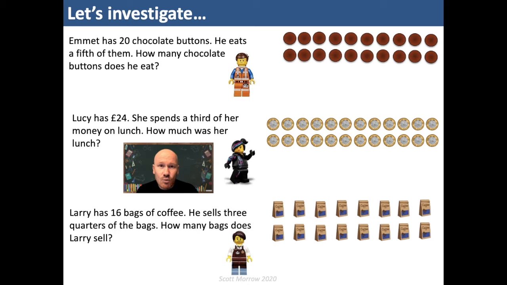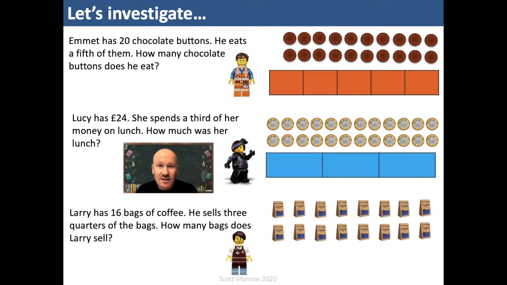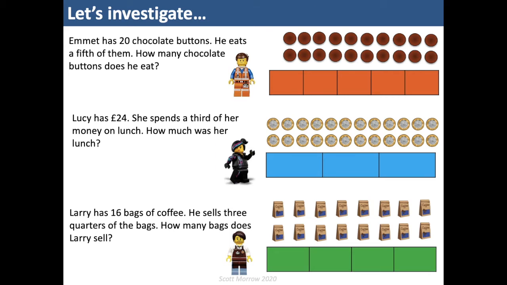For Emmit, we're dealing with fifths, so here's a bar that I've split into 5 equal parts. Lucy, we're dealing with thirds, so here's a bar that I've split into 3 equal parts. And for Larry, we're dealing with quarters, so here's a bar that I've split into 4 equal parts. Pause the video for 8 to 10 minutes and have a go at solving each of those.